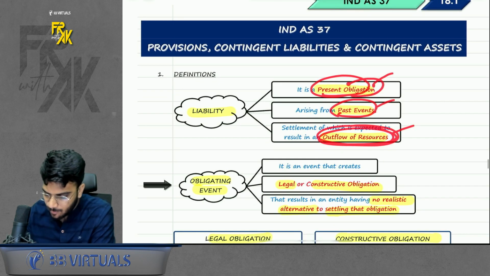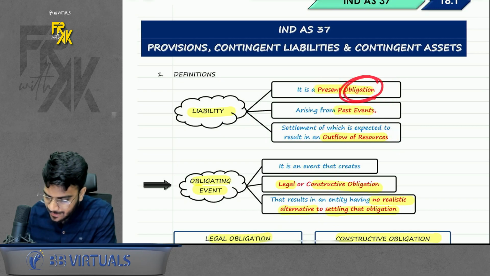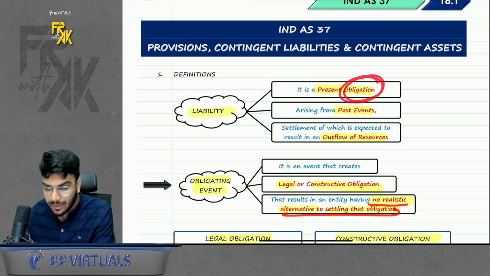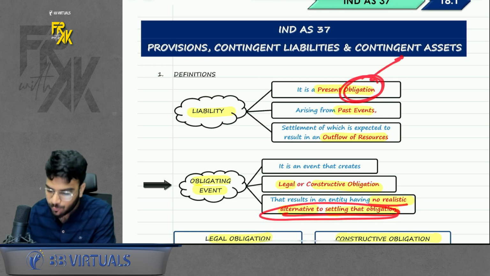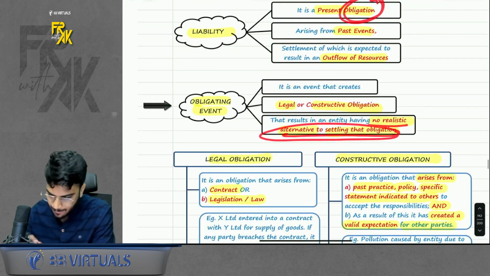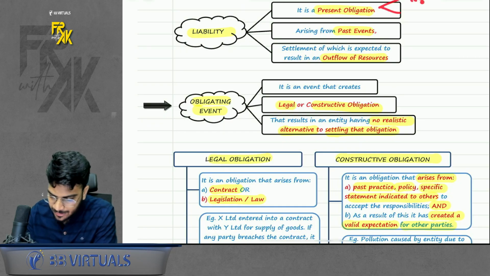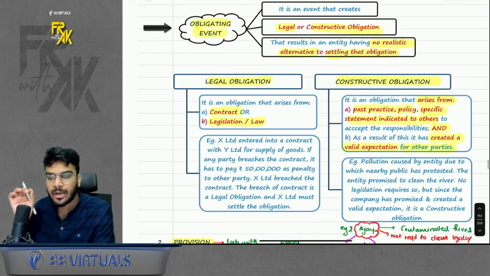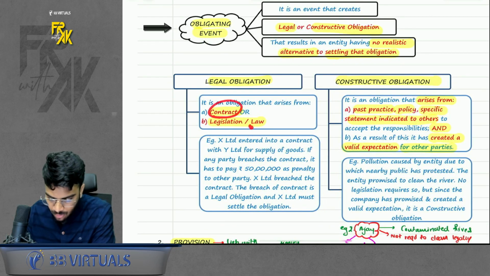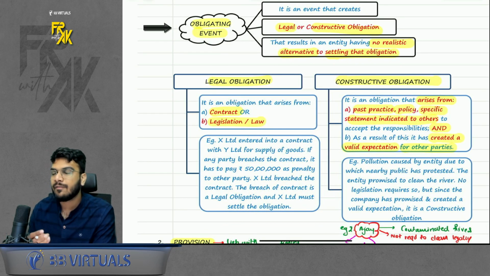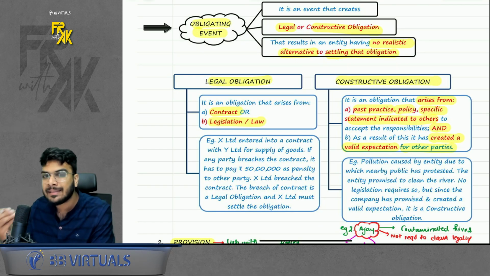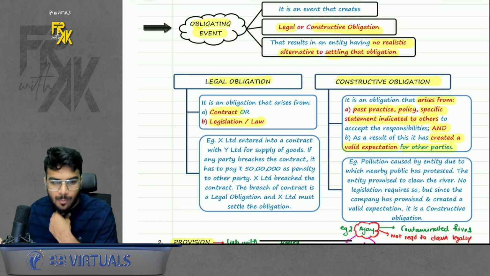Now, what is the meaning of obligation? Obligation simply means that there is no realistic alternative other than settling it. That means you have to pay it no matter what. But obligation can be of two types, in case you remember. It can be a legal obligation or a constructive obligation. Legal obligation is anything which arises out of a contract or a law, right? So if you have a contract where you purchased anything on credit, it is a legal obligation, creditors.